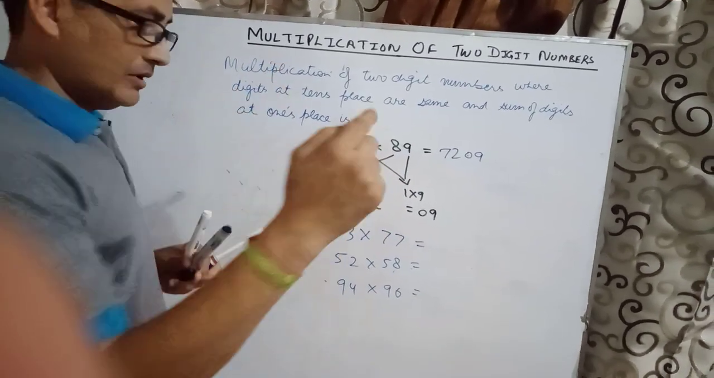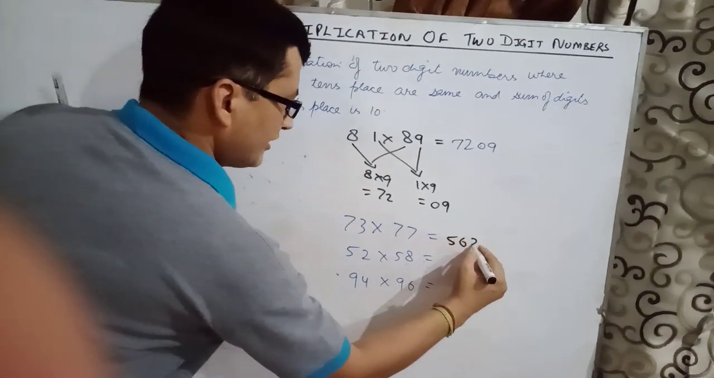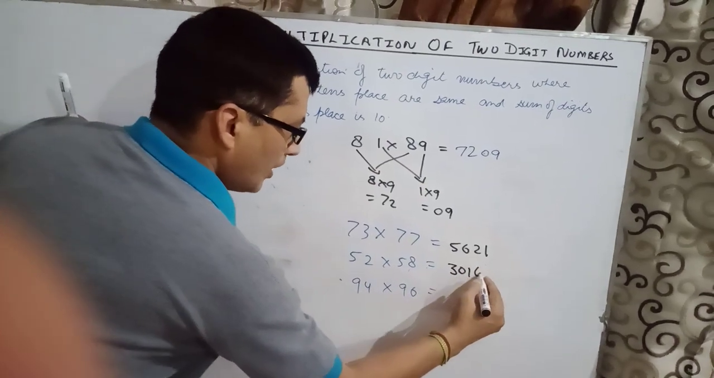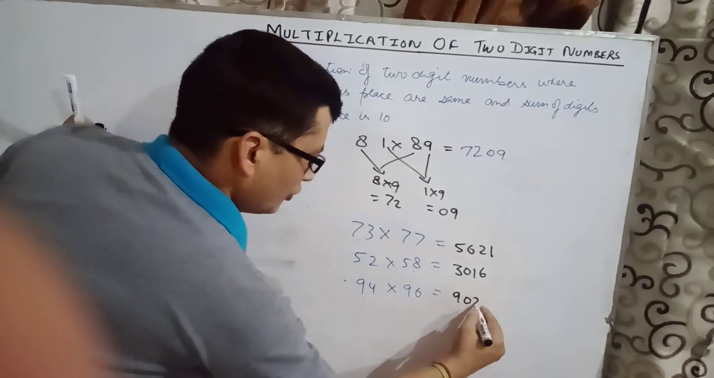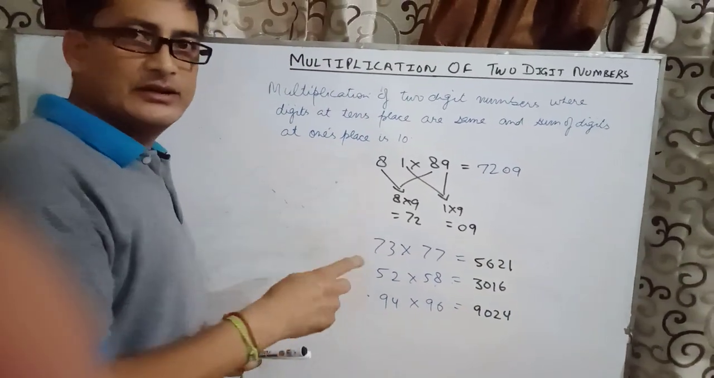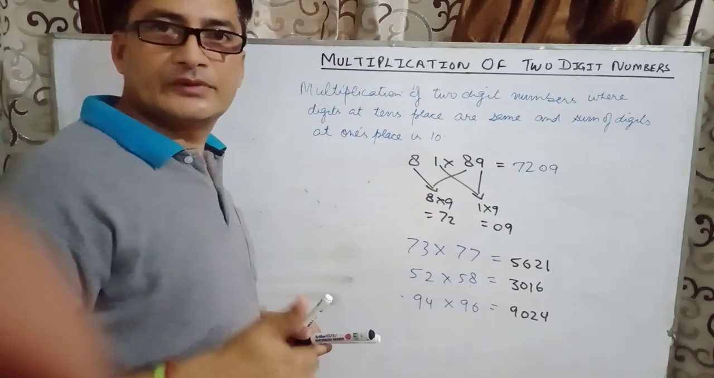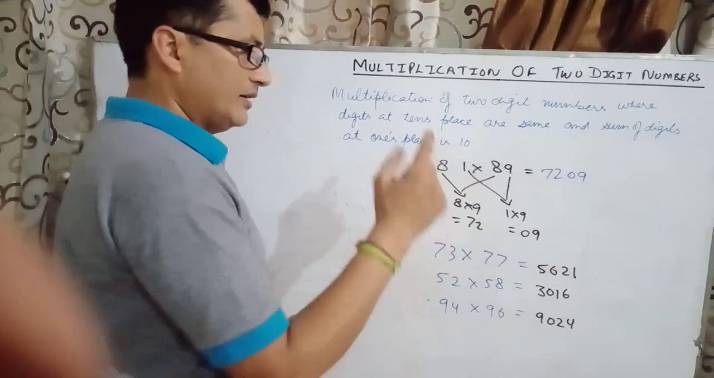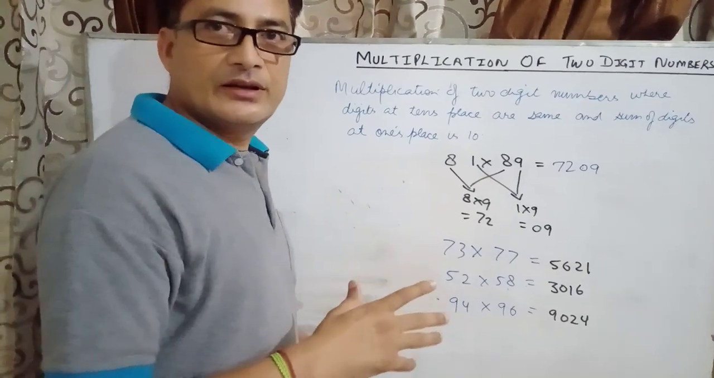Stop writing. I'll show you the answers. 5621, 3016, 9024. Students, if your answers are right, then press the thumb sign. Understand? So I hope you understand this method of finding the products.